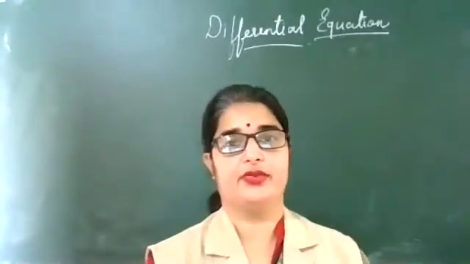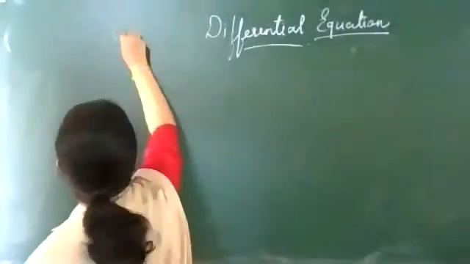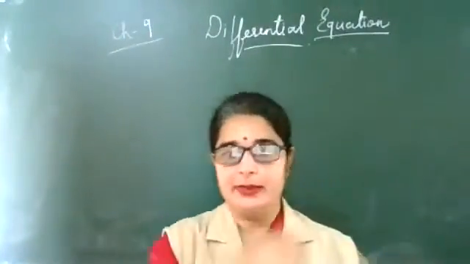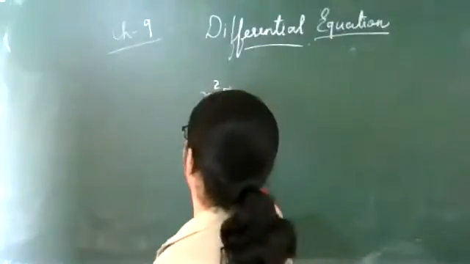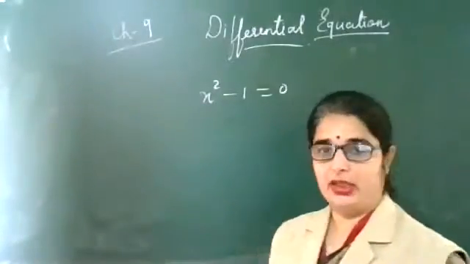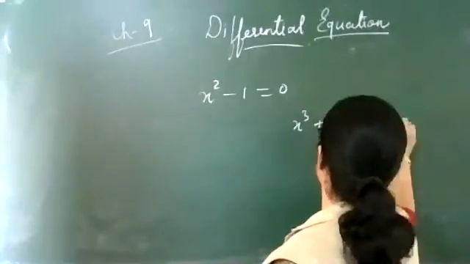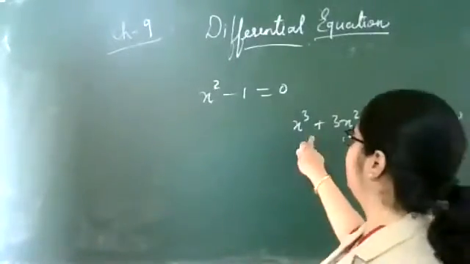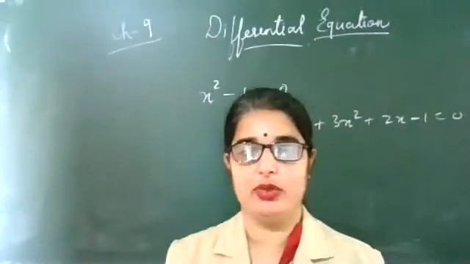Morning class. So today we'll start with chapter number 9, differential equation. Clear? So you all have studied about equations. What are equations? Like you have an equation x square minus 1 is equal to 0. An equation x cubed plus bx squared plus 2x minus 1 is equal to 0. This is also an equation. It's a cubic equation, it's a quadratic equation. So this way you know what equation means.